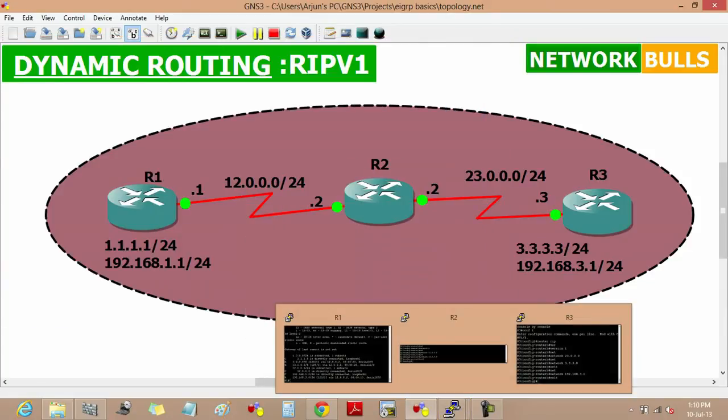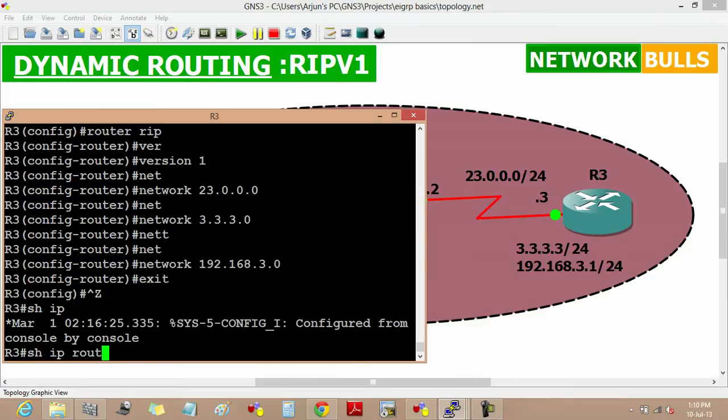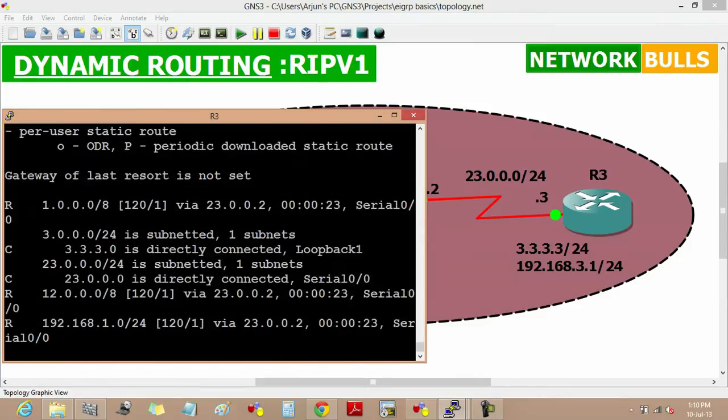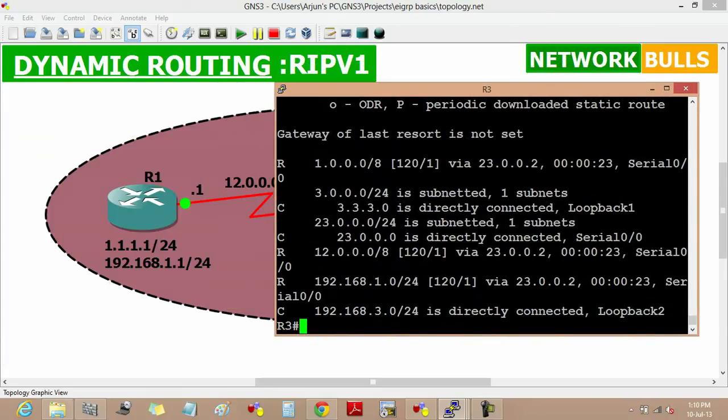Similarly, we can also see the routing table of router 3. And we can see that the loopback of router 1, which is 1.1.1.1/24, is learned in the routing table of router 3 as /8, due to the same reason.